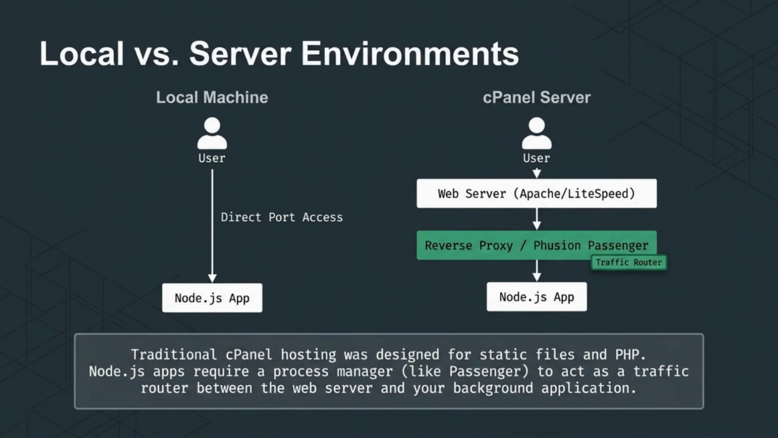Locally, you access your app directly via a port. On a cPanel server, traffic hits the web server first, which then uses a reverse proxy, typically Phusion Passenger, to route that traffic to your background node application.